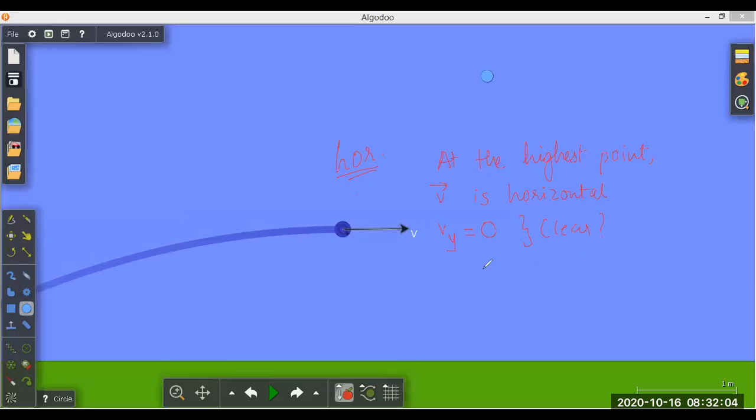We have vy, which means the y component of velocity. Is this clear, all of you? This is very crucial to understand. This is absolutely necessary for what we are going to do ahead. Is this absolutely clear?